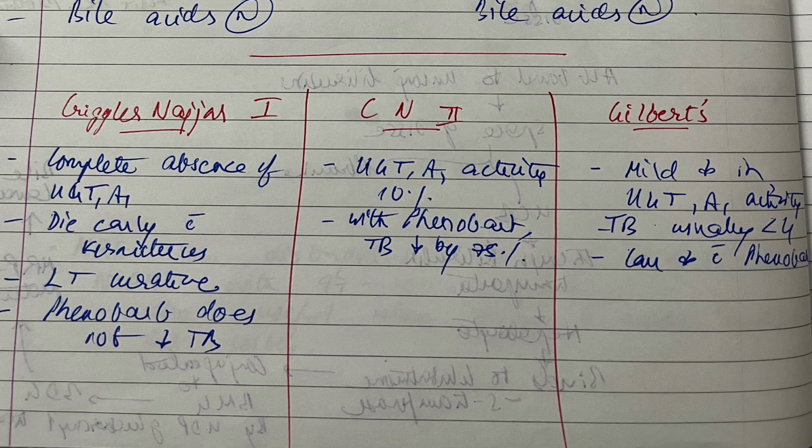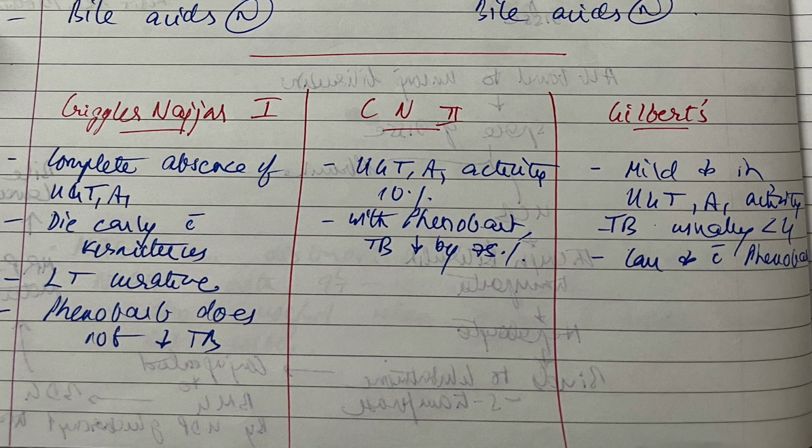Crigler-Najjar syndrome, indirect bilirubinemia, and Gilbert syndrome. Gilbert's is a benign one. Crigler-Najjar presents in infancy. Types 1 and 2 are differentiated by the amount of UGT1A1 present. Crigler-Najjar 1 is complete absence of UGT1A1. In type 2, there is 10% activity available, and with phenobarbital, the bilirubin reduces by 75%. Crigler-Najjar 1, they die early with kernicterus, and liver transplant is curative, and phenobarbital does not work.